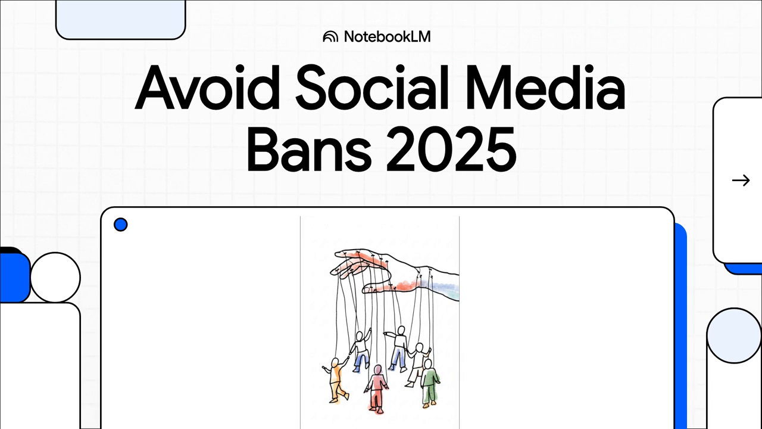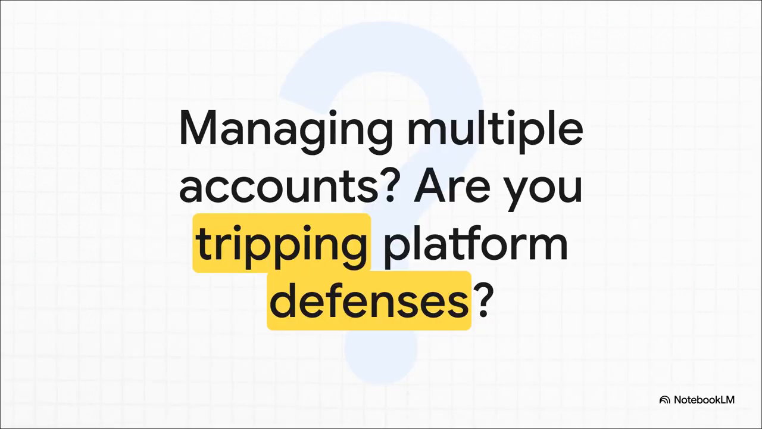we head into 2025. So, here's a question that probably keeps social media managers up at night. While you're juggling all those accounts for different clients or brands, are you absolutely sure you're not accidentally tripping some invisible tripwires? Because the scary part is these platform defenses are designed to be hidden, and you won't even know you've set them off until it's way too late.